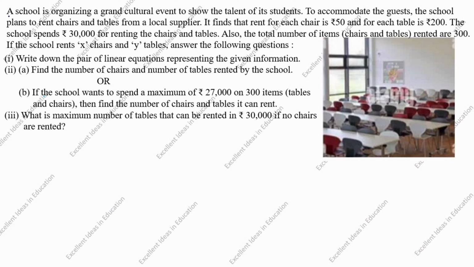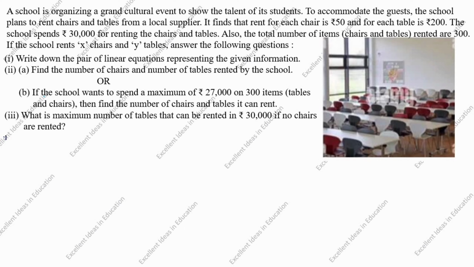Today we are going to solve this case study pair of linear equations in two variables problem. A school is organizing a grand cultural event to show the talent of its students. To accommodate the guests, the school plans to rent chairs and tables from a local supplier. It finds that rent for each chair is rupees 50 and for each table is rupees 200. The school spends rupees 30,000 for renting the chairs and tables. Also, the total number of items, chairs and tables rented are 300. If the school rents X chairs and Y tables, answer the following questions.